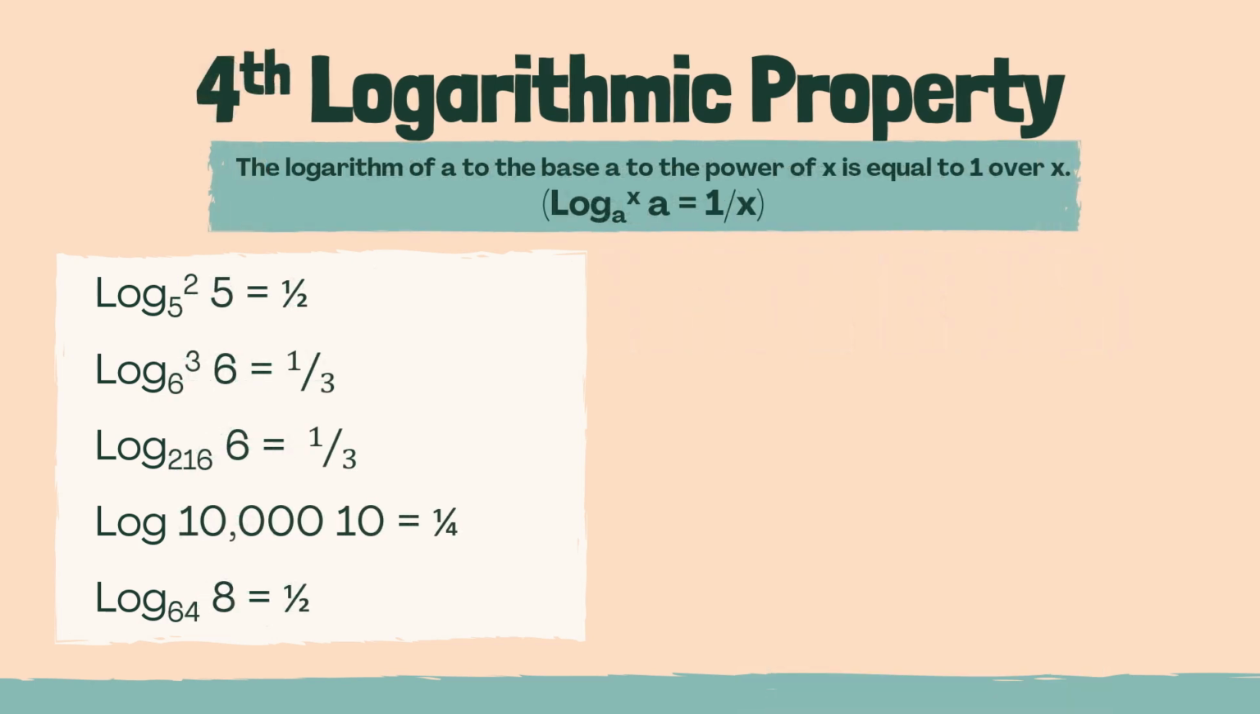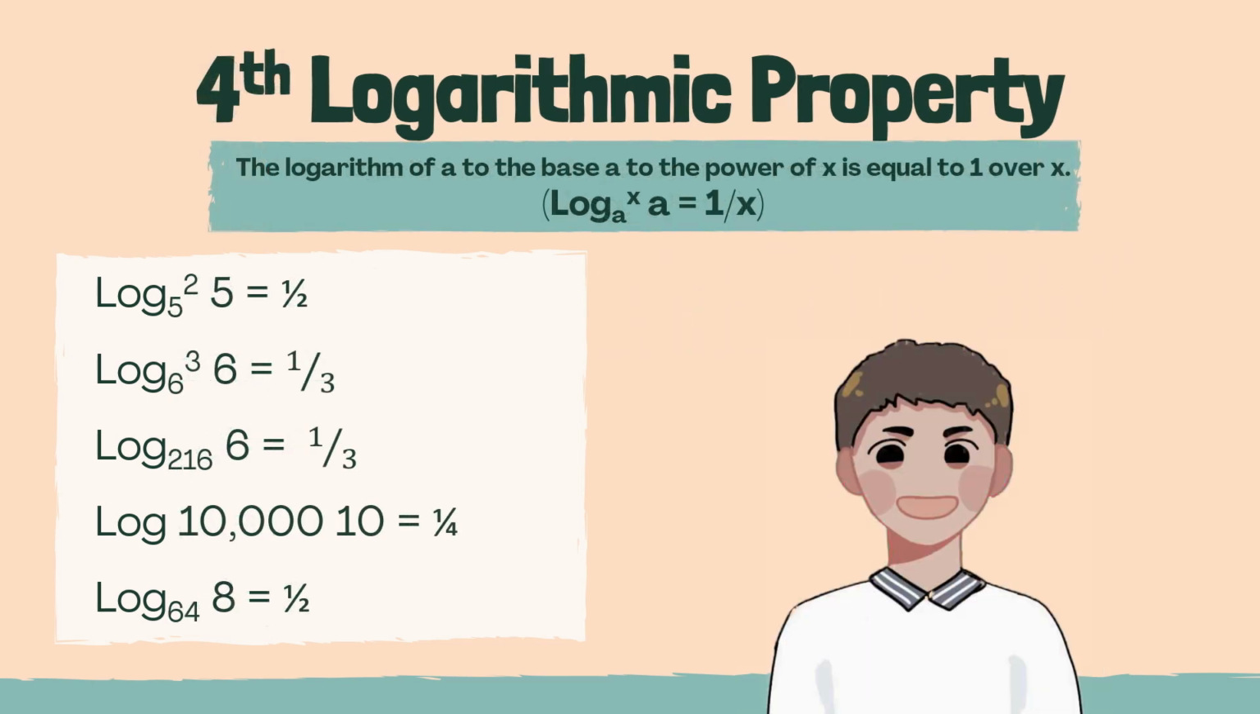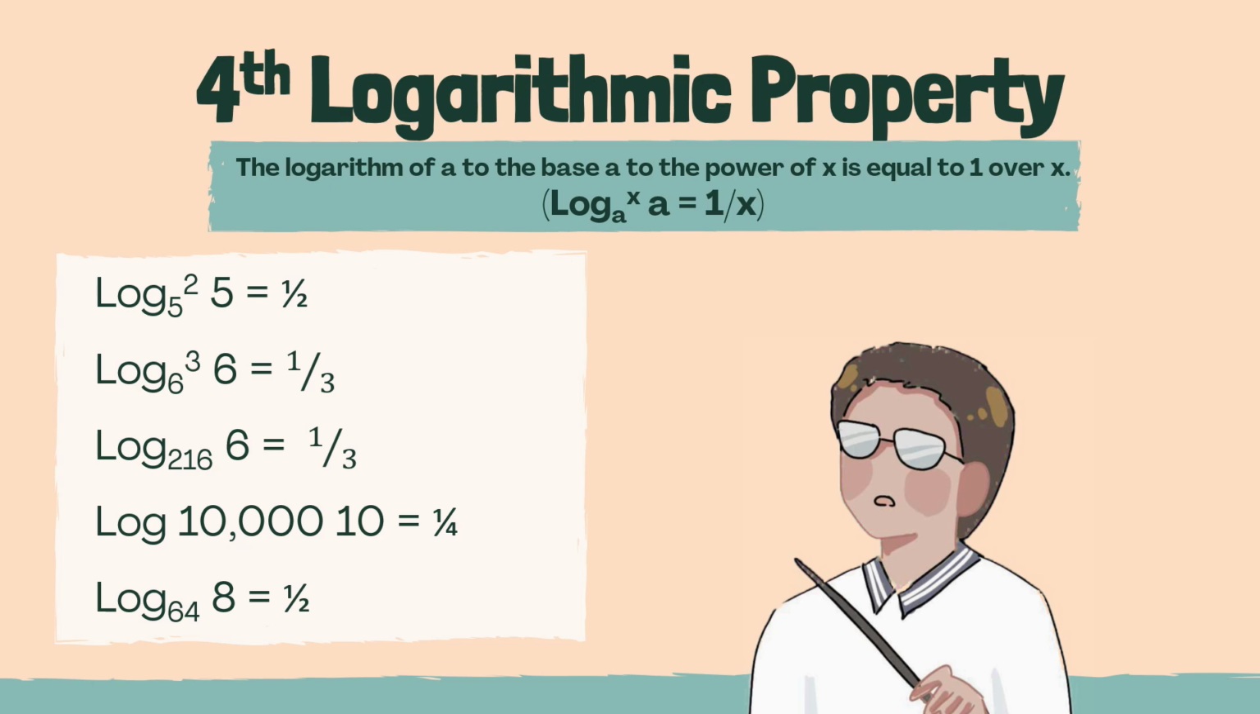Fourth property, the logarithm of a to the base of a to the power of x is equal to 1 over x. It is also read as log base a to the power of x of a is equal to 1 over x. In simpler terms, when the logarithm is taken of a raised to the power of x with the same base, it results in 1 over x. One example presented is log base 5 square root of 5 is equal to 1/2.